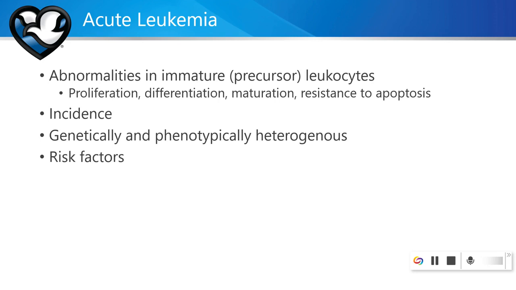Risk factors associated with the development of acute leukemias include environmental factors such as radiation exposure, chemotherapy, tobacco, or toxins such as benzene, the presence of other blood disorders such as MDS, and familial genetic or congenital abnormalities such as Down syndrome, neurofibromatosis, or Fanconi anemia. Obesity may also be a risk factor as well.